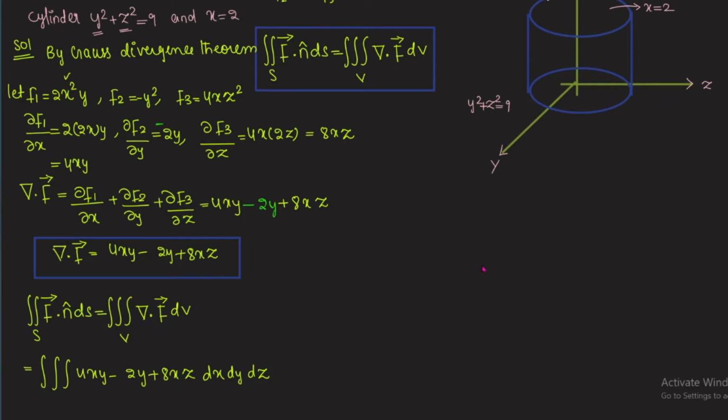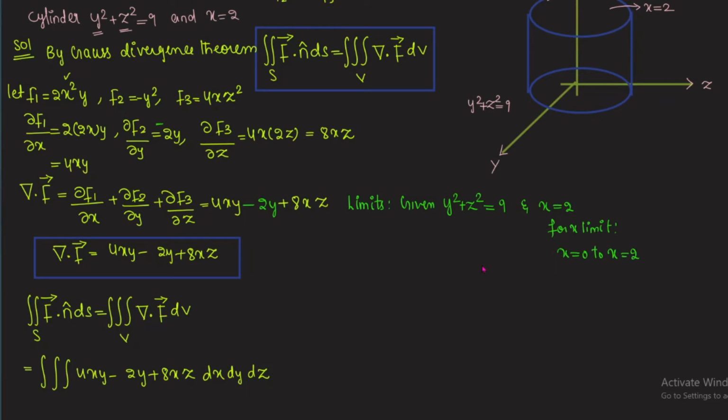Now I'll find the limits. Given y squared plus z squared equal to 9 and x equal to 2. For the x limit, we see that x equal to 2 is given, so the lower limit would be x equal to 0 and the upper limit will be x equal to 2.